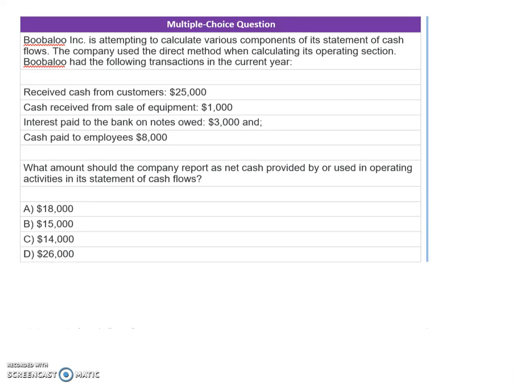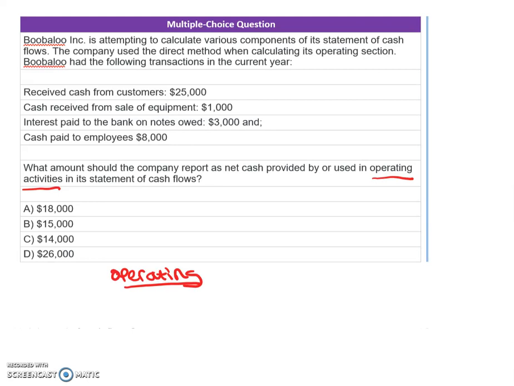So what amount should the company report as its net cash provided by or used in operating activities in its statement of cash flows? Is it going to be $18,000, $15,000, $14,000, or $26,000? So when we are attacking a statement of cash flows question, the first thing we need to ask ourselves is, what section are we talking about? So Boobaloo here is going to be calculating their operating activities in its statement of cash flow. So that's going to be the operating section.